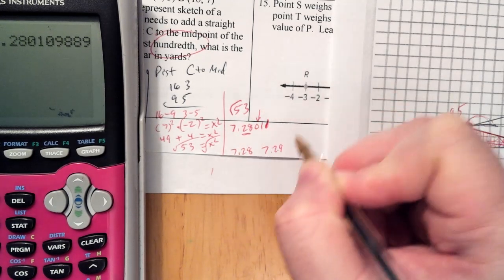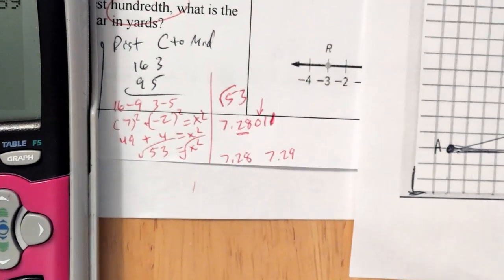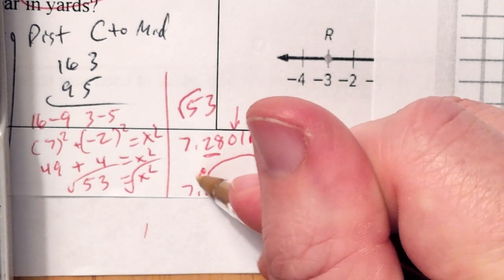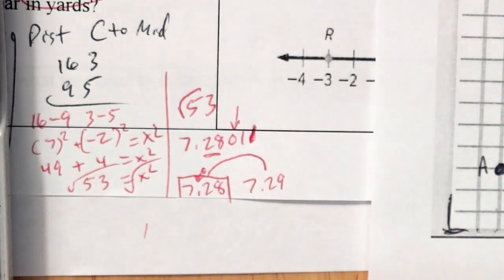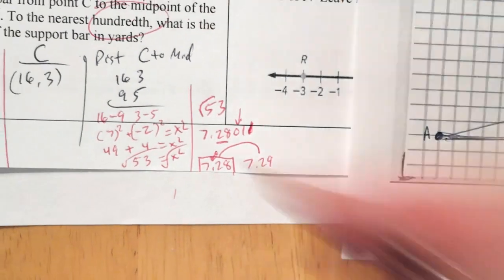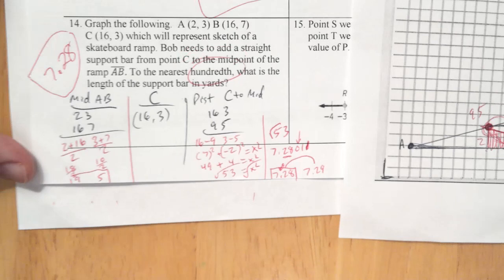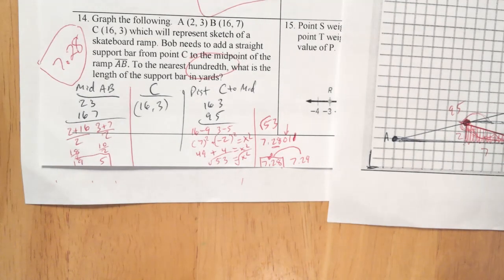That decision is made by the number after, which is a 0. So if I drop it down at 0, I'd roll back home. So my final answer was 7.28. So that was my final answer, 7.28. All right, and that's the answer, number 14.